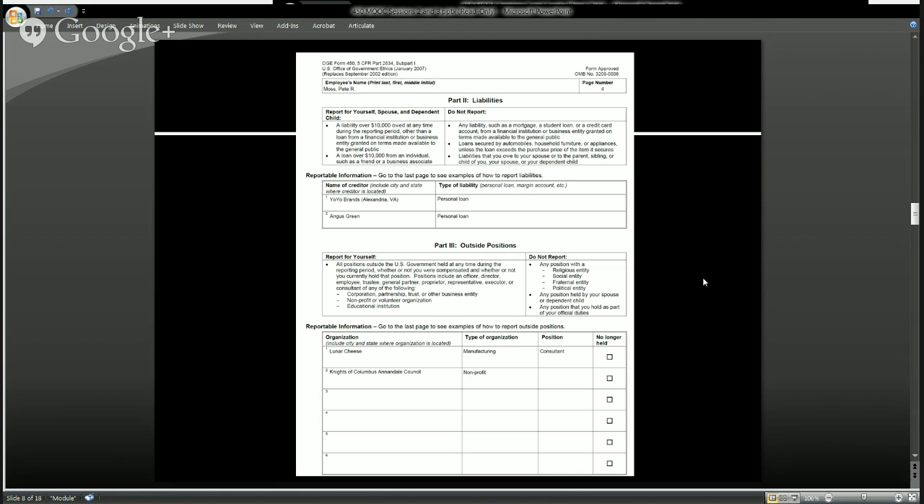So our first one here is Yo-Yo Brands, and it is a personal loan. Yo-Yo Brands is on our prohibited sources list, so we do have a question here, and we are going to have to work through a gifts analysis. Think to yourself, what are some of the questions I'd want to ask Pete about this entry?